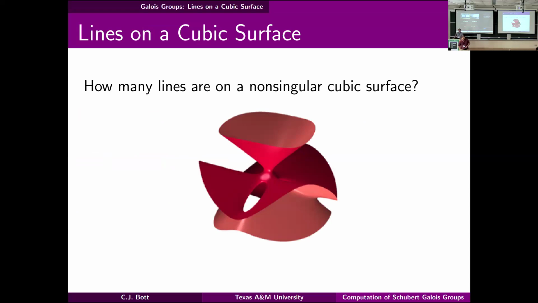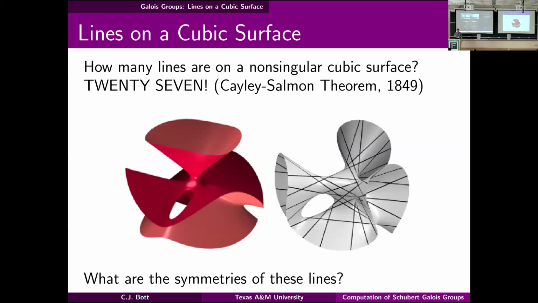And the classic question is how many lines are on a non-singular cubic surface, one of these beautiful shapes. And we all love the answer. It's the Cayley-Salmon theorem from 1849, 27. And the beautiful thing is it doesn't matter which non-singular cubic surface you choose, right? They all have 27 lines. But there's another question in addition to this beautiful enumerative answer, which is, what are the symmetries of these 27 lines? That's the question I'm interested in today.